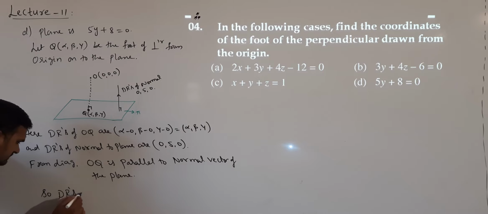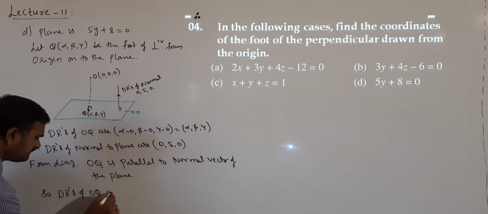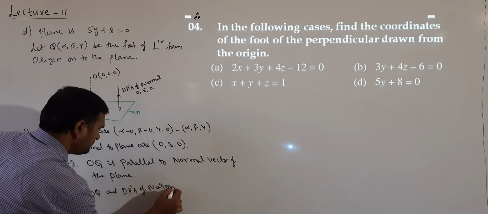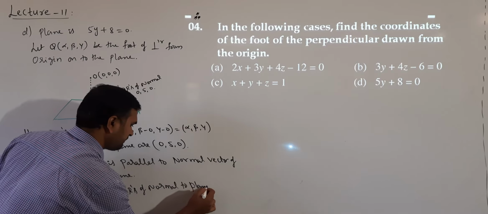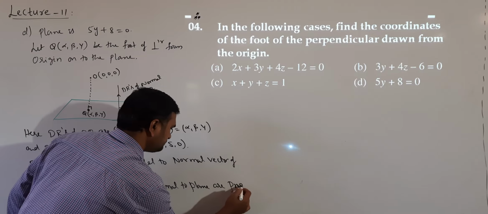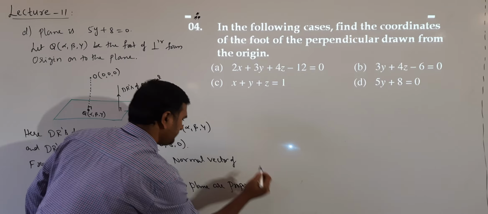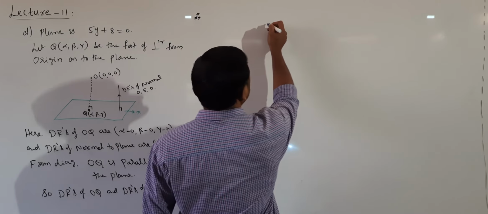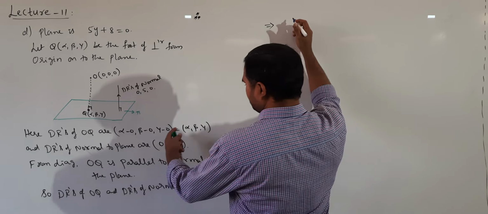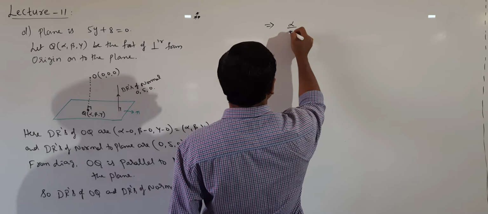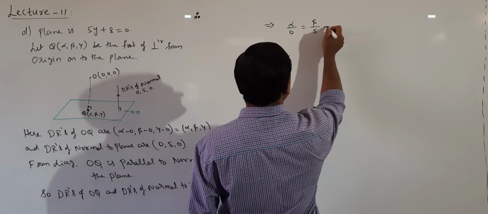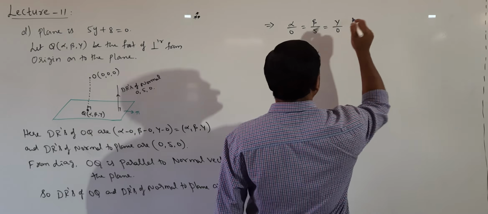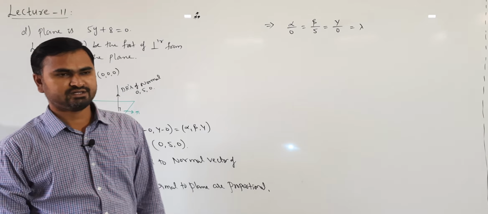So the DRs of OQ and the DRs of the normal to the plane are proportional. So take alpha by 0 is equal to beta by 5 is equal to gamma by 0 is equal to some proportionality constant. I will take lambda.